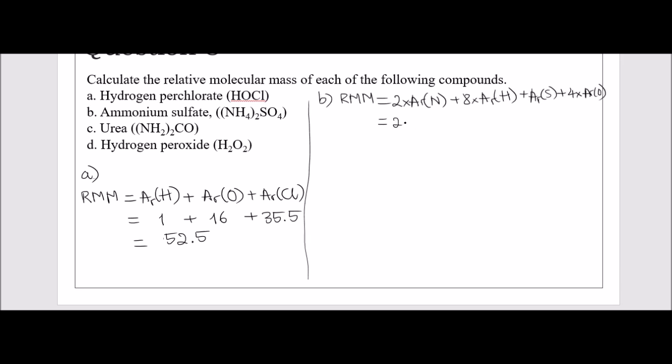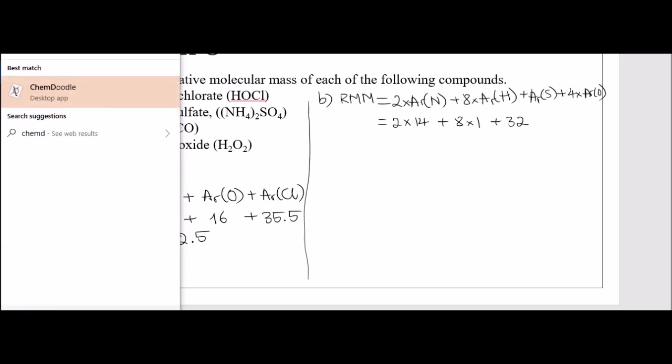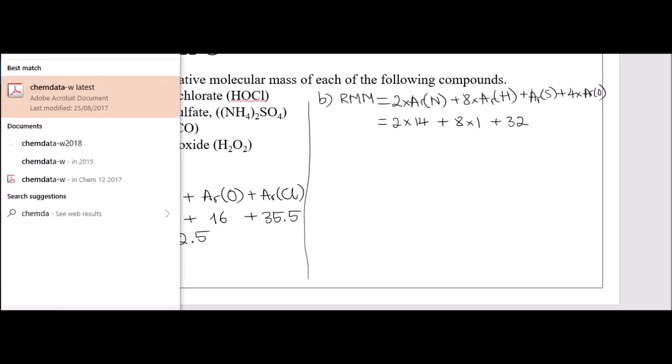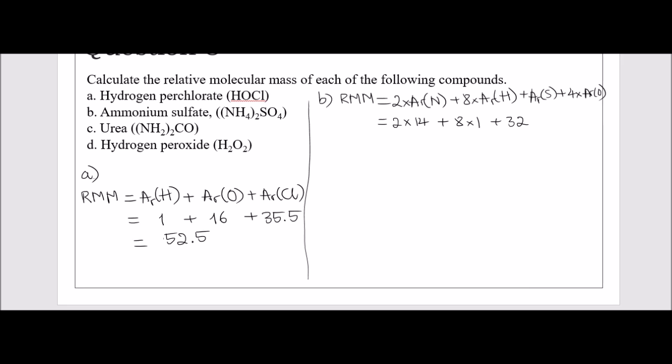Now nitrogen is 14, so we have 2 times 14, 8 times 1, plus sulfur. Actually, it might have been 32.1. You probably want to have a data book at this stage. It is 32.1. And oxygen is 16, plus 4 times 16. Very straightforward, I think.